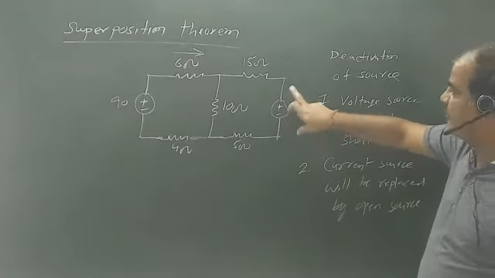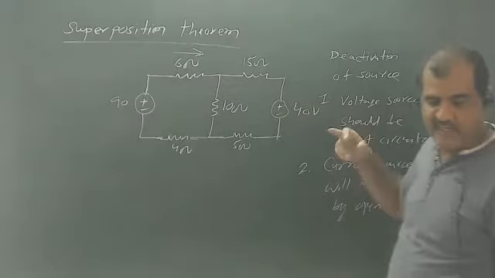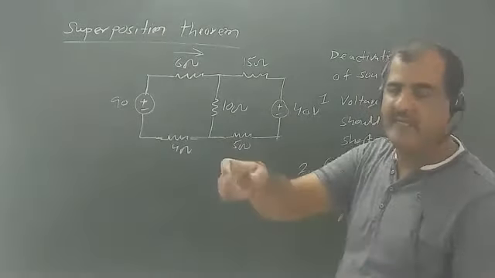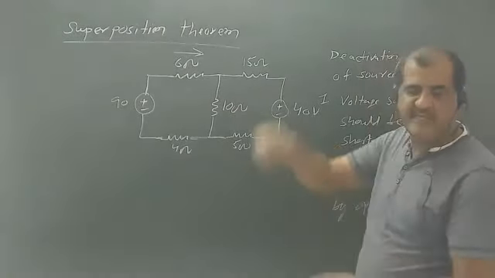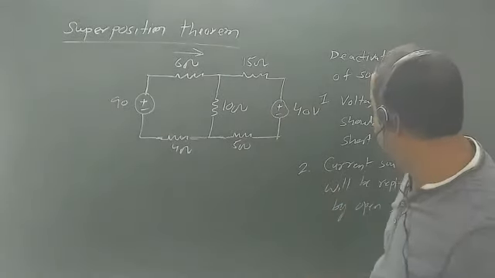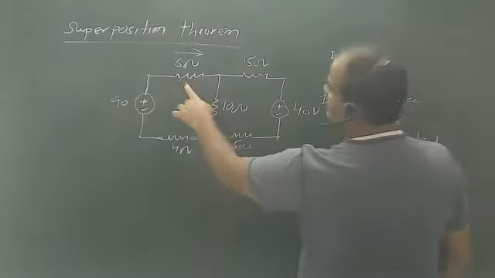ओके, मतलब हमको बाकी सोर्स को टर्न ऑफ करना है. तो करंट कब टर्न ऑफ होगा? जब सर्किट को ओपन कर देंगे. और वोल्टेज कब जीरो हो जाएगा? जब उसको शॉर्ट सर्किट कर देंगे. ओके, सो नाउ we have to calculate the current in this 6 ohm resistance.